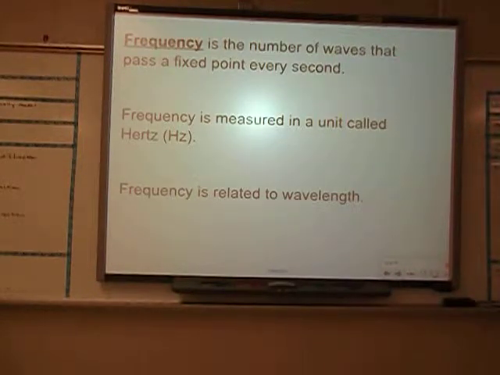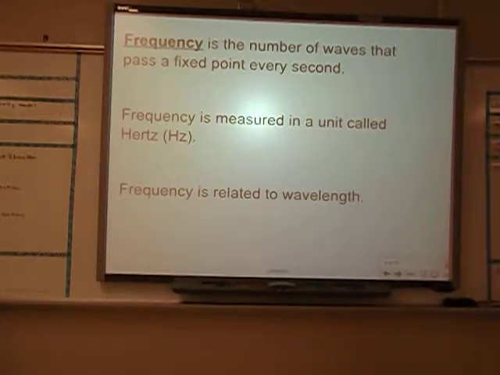Frequency is the number of waves that pass a fixed point every second. It's like standing on a dock and counting the waves as they roll by. It's the number of waves that roll by you every second. It's measured in a unit called Hertz, abbreviated Hz. It's one of the few metric units that have a two-letter abbreviation. It is capital H, lowercase z, Hertz. And it's basically one wave per second.